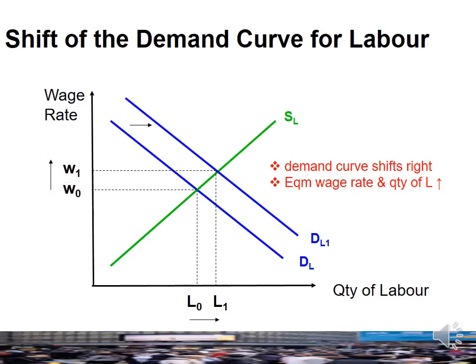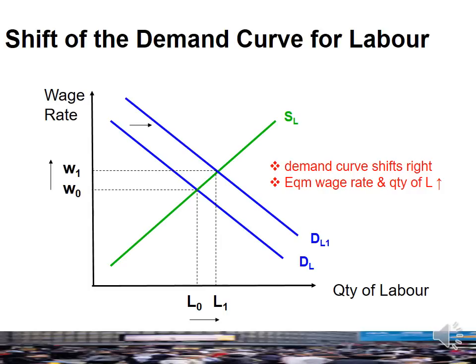Here we can see that raw materials and labor are complementary. When you have more raw materials, firms want to produce more, so they will need more workers. So the effect is complementary. But it's not always like that for other factors.